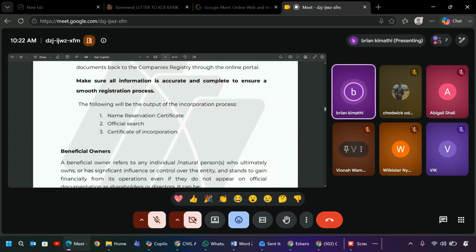Then you'll be given the name reservation certificate, a statement of official search as at that date, and a certificate of incorporation. In practice, an official search is only valid up to 3 months, because anything could have been changed in that company within the 3 months. So for example, for this one that we had here, let me share those 3 documents very fast.